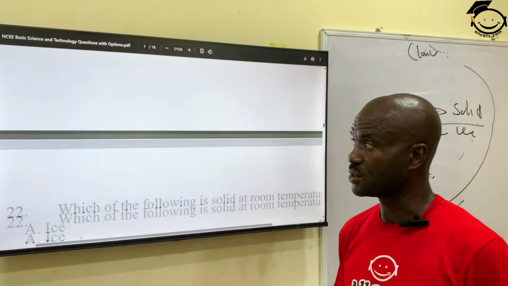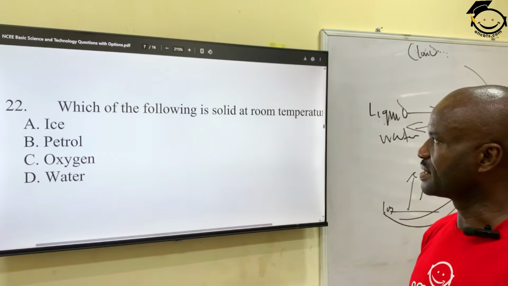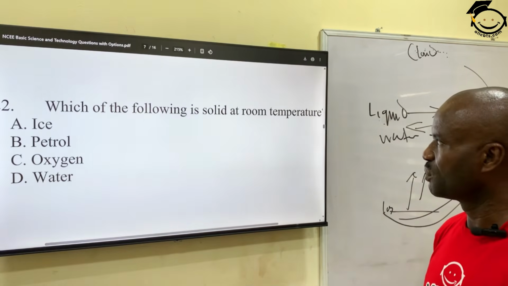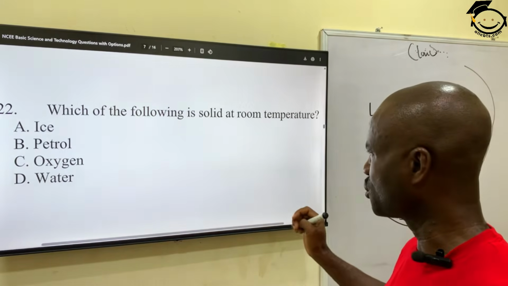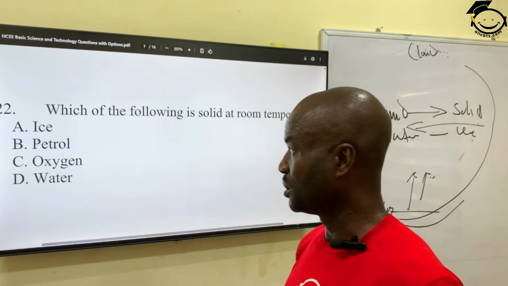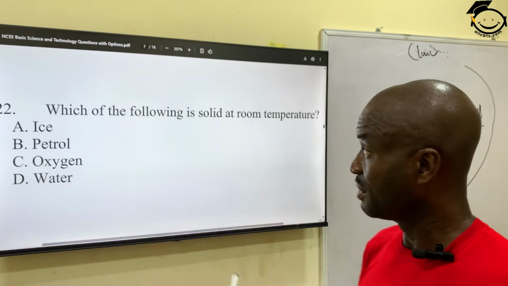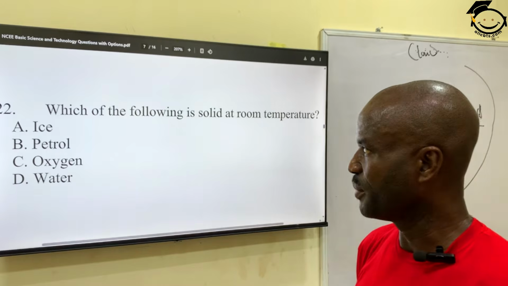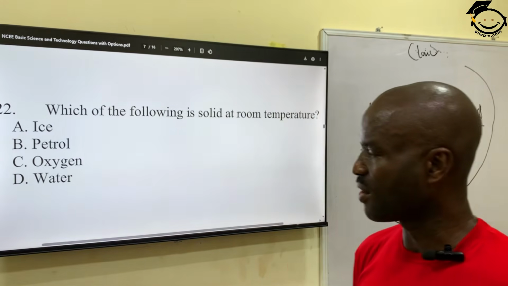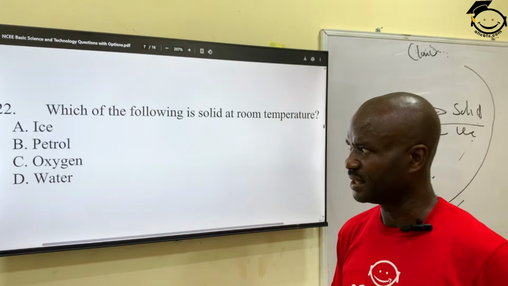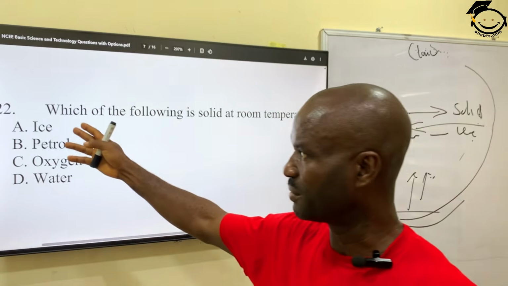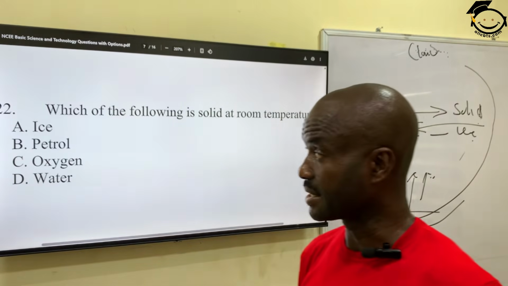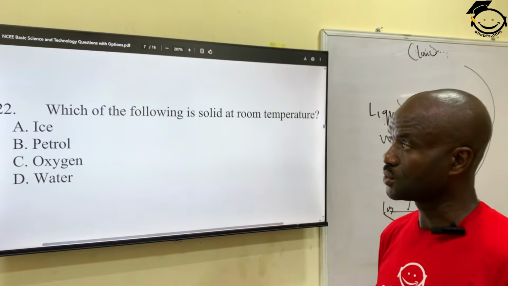Question 22. Which of the following is solid at room temperature, meaning at a normal temperature, which is about 27 degrees? Which of them will be solid? A, ice. B, petrol. C, oxygen. Then D, water. The only matter that will be solid at room temperature is ice. The correct answer is A, ice. Question 23.